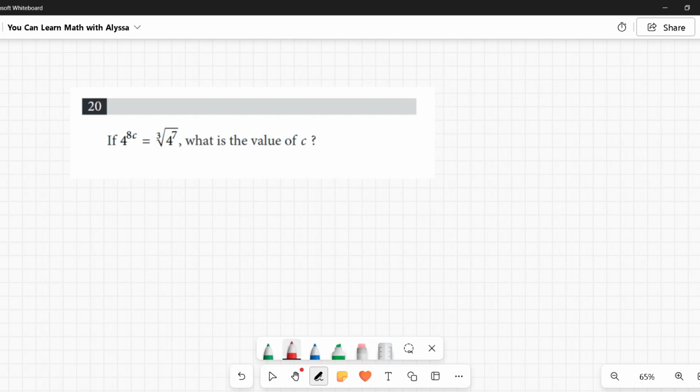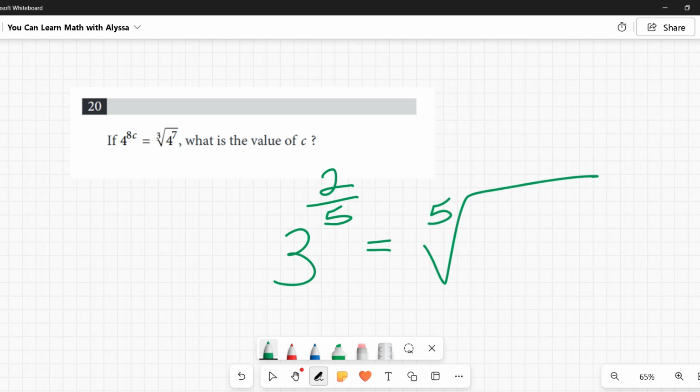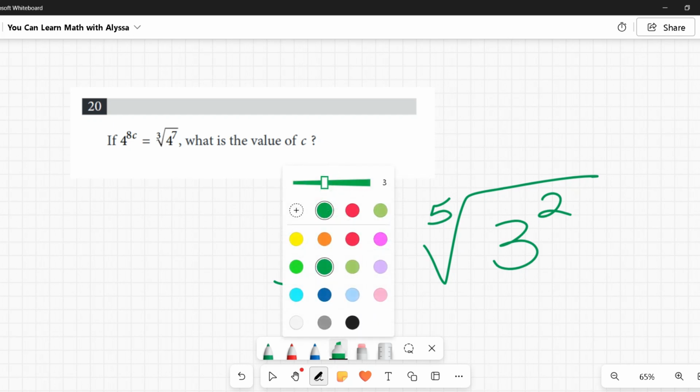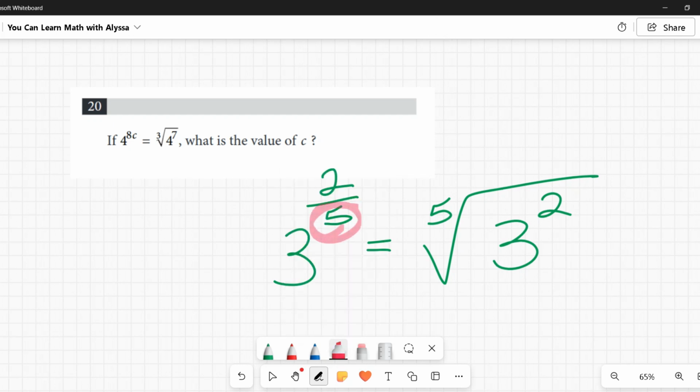The rule that you need to know for this, the one they're testing you on, is that if I had 3 to the power of 2/5, how does that convert to a root? It is going to be the 5th root of 3 squared. The number in the bottom, the denominator, becomes the root, and the number on top, the numerator, becomes the power under the radical. Always. This is just how it works.